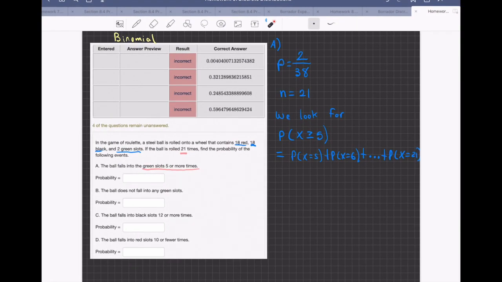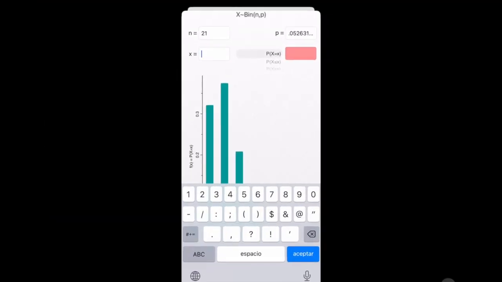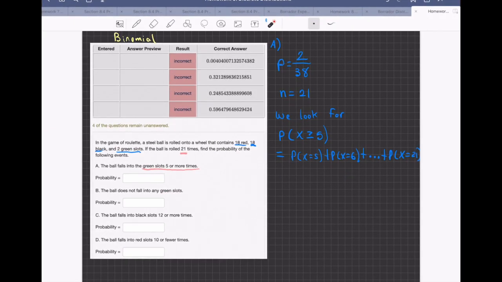choose the value of 5. X equal to 5. Here, be careful. In the fourth box, don't choose probability of x equal to x. Choose probability of x greater or equal. The probability is 0.004040. Well, actually, this one you can see here, right? So it is right.